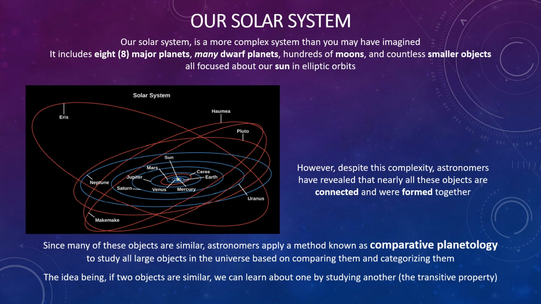Since many of these objects have very similar properties to each other, astronomers can group them together and use a method known as comparative planetology to study them in their groups based on their sizes and comparing and categorizing them. And they can actually use this to study all large objects in the universe based on their sizes and what categories they fit into. And the idea is that if two objects are similar, we can learn about another one by studying one. So if you've got a moon, we can learn about other moons by studying our own moon.